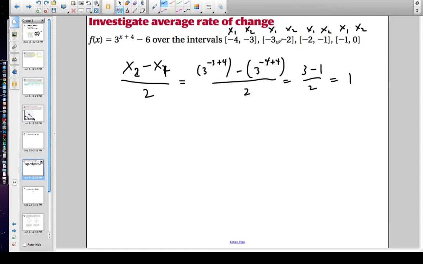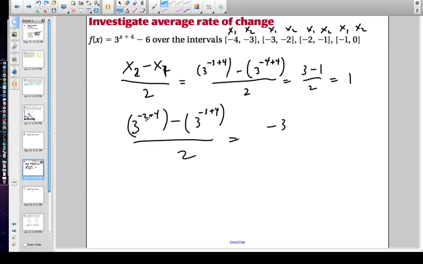Okay, if we go back through, now you notice they've given me items that repeat, so I don't have to do this one again, right? So if I'm going to do x sub 2, I'll have 3 to the negative 2 plus 4 minus the same value, but it's 3 to the negative 3 plus 4. I've already calculated that, right? So that's this number here, so it'd be minus 3. Negative 2 plus 4 is 2. 3 squared is 9. 9 minus 3 is 6. 6 divided by 2 is 3.